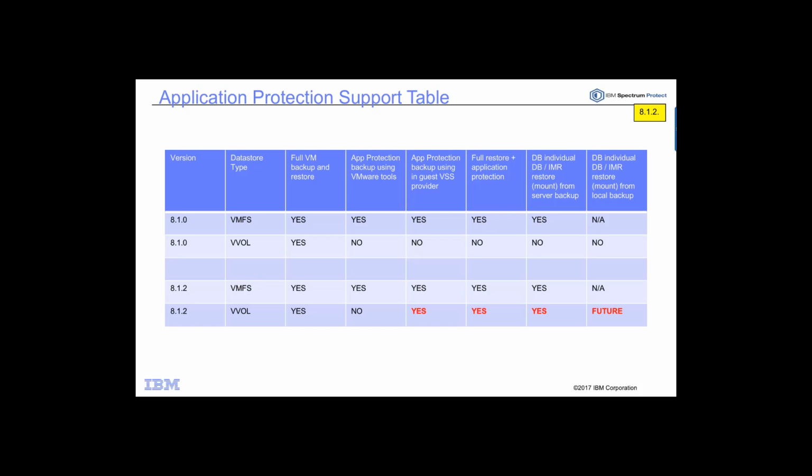So I'm not going to read it to you completely, but just tell you about the features. Basically, we've added support for application protection in VM-based backups where the backup is stored on the Spectrum Protect server. If, however, the backup is stored in a persistent snapshot on a vVol, we will be doing individual database restore and individual mail restore in a future version coming up.